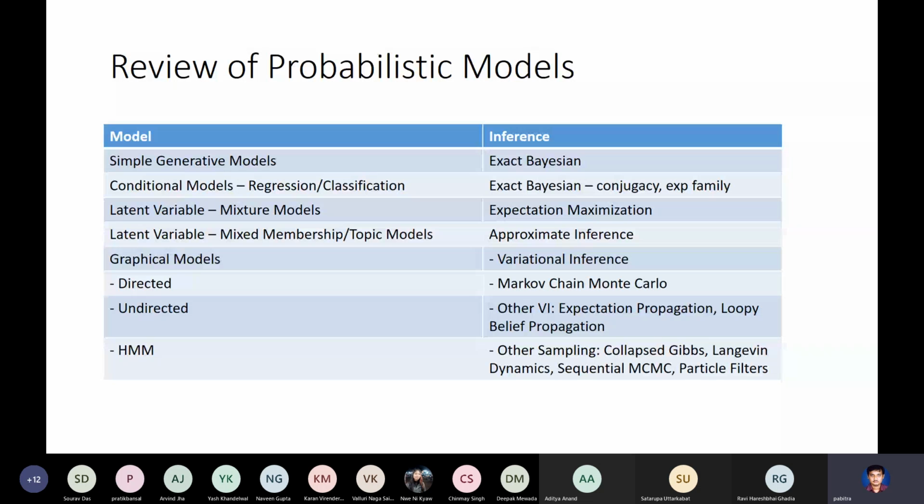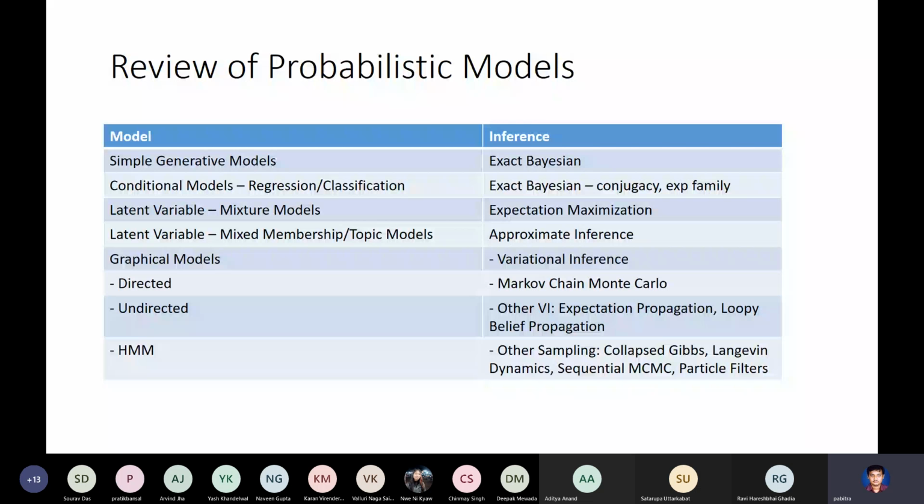For example, an alternative to variational inference, where we just invert the direction of the Kullback-Leibler distance, is expectation propagation. There are other methods; you can combine variational EM. You have loopy belief propagation, which is just changing the objective function. And then you have several other, more advanced sampling techniques, like collapsed Gibbs and Langevin dynamics, which are approximations of the Metropolis-Hastings and the Gibbs sampling that we studied. We have sequential Monte Carlo and particle filters. So many more inference techniques are there.